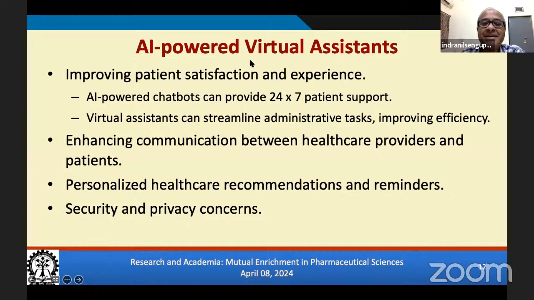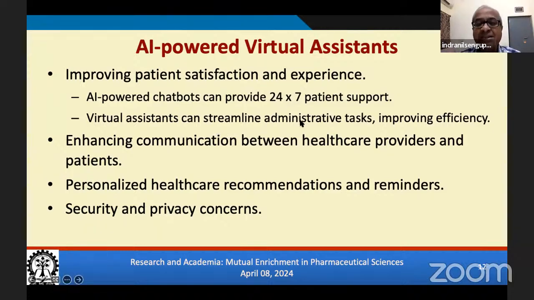There are virtual assistants, which sometimes we call chatbots. We type our queries or our doubts, and the chatbot automatically will respond with some suggestions or some kind of recommendations. And since they are computer based, we can have 24 by 7 support. Any time of the day, any day of the week, we can get these recommendations.